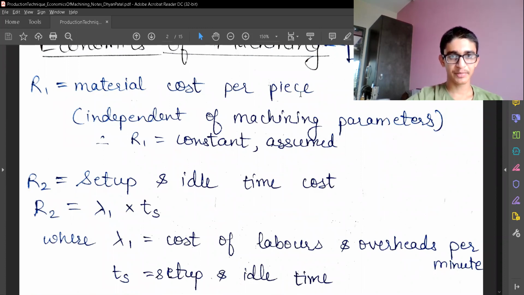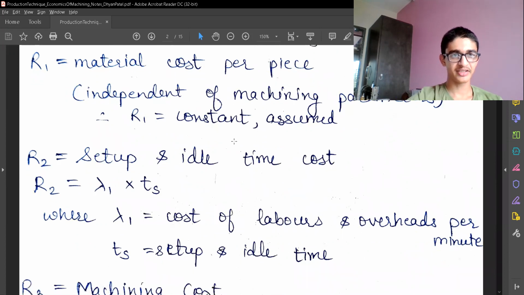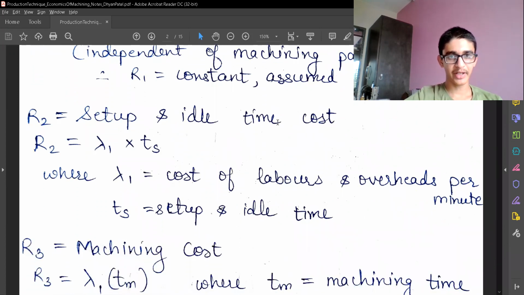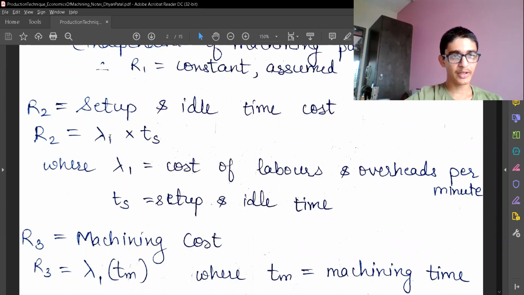R1 was the material cost per piece, and it is independent of machining parameters. So R1 is constant, which is assumed. R2 was the setup and idle time cost. So R2 will be mathematically lambda 1 into TS. So lambda 1 is the cost of laborers and overhead per minute. So they are the idle laborers also. And there are TS, which is the setup and idle time. So cost multiplied by time gives the total cost. So this is cost per minute, and the time will be in minutes. So we'll get the total cost.